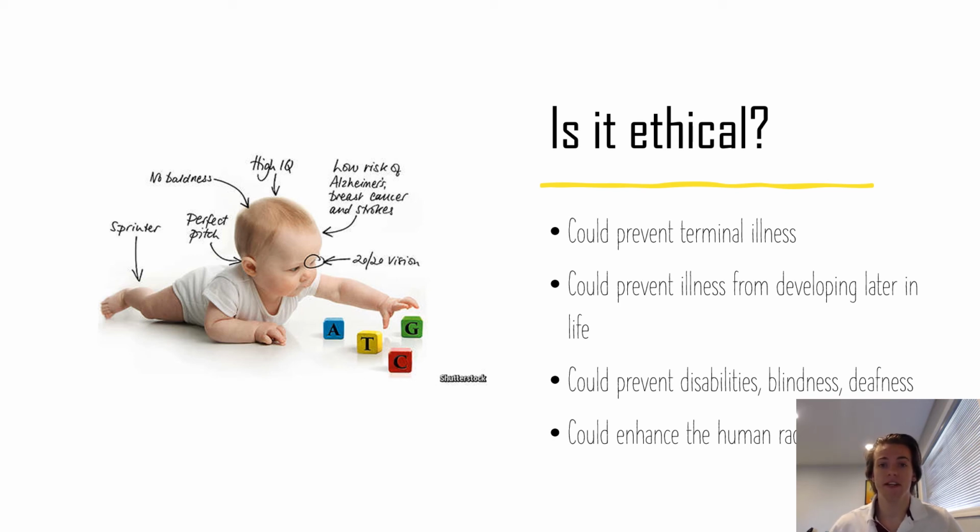Could prevent disabilities. So if a child is born blind, we could cure that. Born deaf, cure that. Child can't walk, we could cure that. We could have a fully functioning baby 100% of the time. And there's a possibility of enhancing the human race, whether that is in the distant future, whether that's some kind of X-Men. Like, I know that sounds like a joke, but if we could give ourselves enhanced capabilities, that's definitely a possibility or something to at least consider and think about.